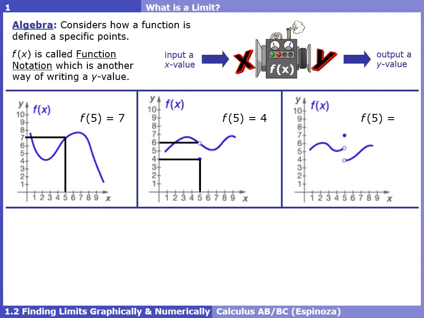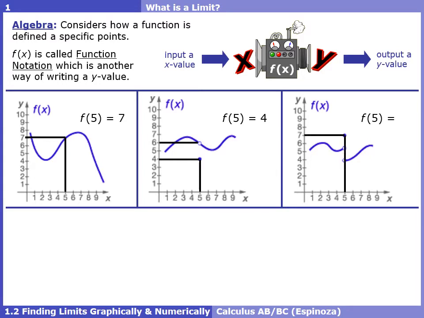Again, different kinds of graphs. In this case, our graph is now kind of broken into two pieces, and we still have another dot kind of floating off of the graph itself. But again, this idea of finding function values still works in the sense that we're trying to find the point on the graph when x is equal to 5.